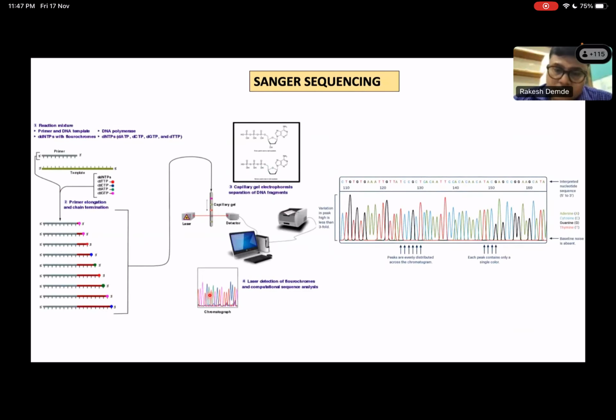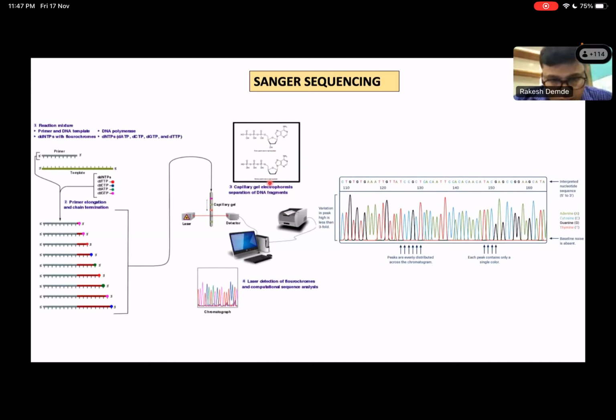Then we move to the next, Sanger sequencing. It is the first generation sequencing. It is a gold standard technique as far as sequencing is concerned. This sequencing technique is based on the di-deoxynucleotide. So what is the di-deoxynucleotide? You have dNTPs with a hydroxyl end. Whenever there is one less hydroxyl group in a particular dNTP, it is called a di-deoxynucleotide.